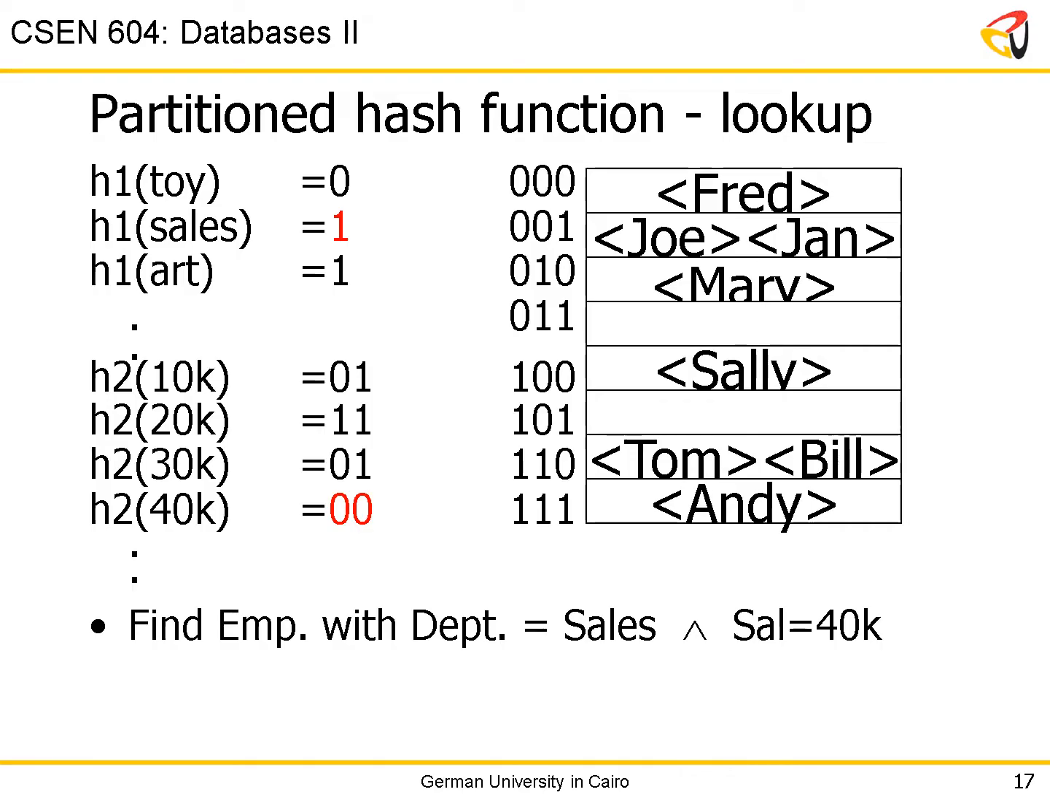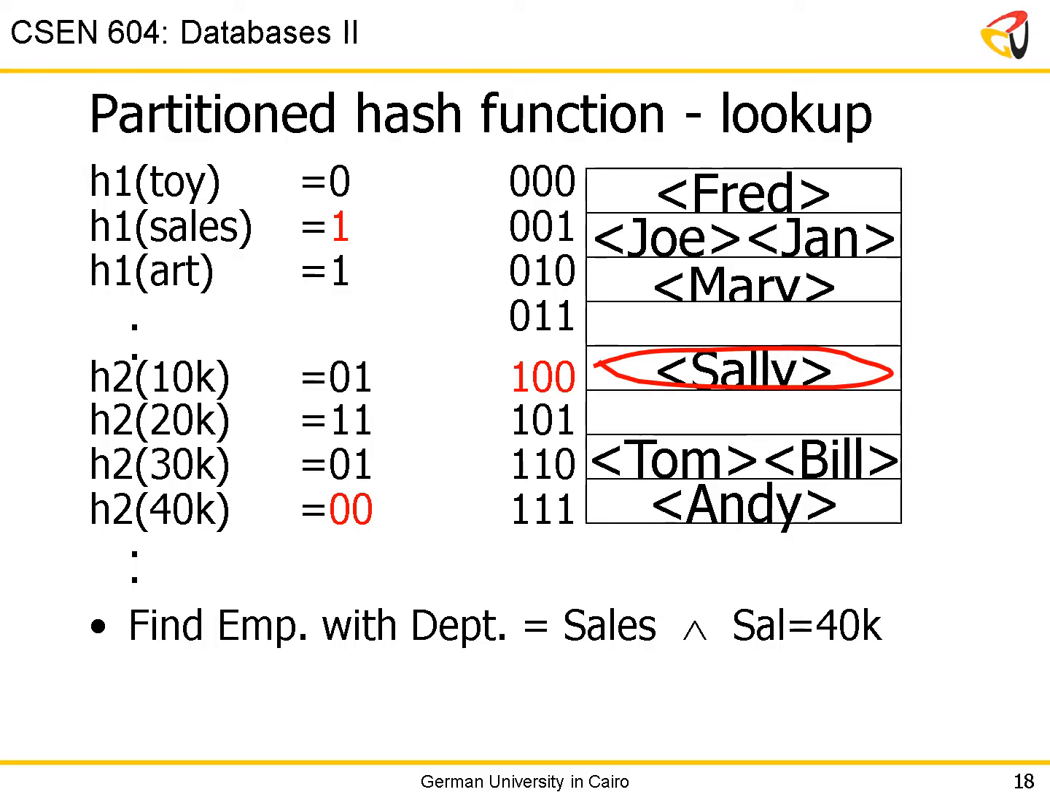Now, when I get a full query like this, select star from employee where department equal to sales and salary equal to 40K, how do I use my partitioned hash index? I will go and grab the values, sales and 40K. I will hash sales, it's a 1. I will hash 40K, it's a 0, 0. So I should be looking in there, 1, 0, 0.